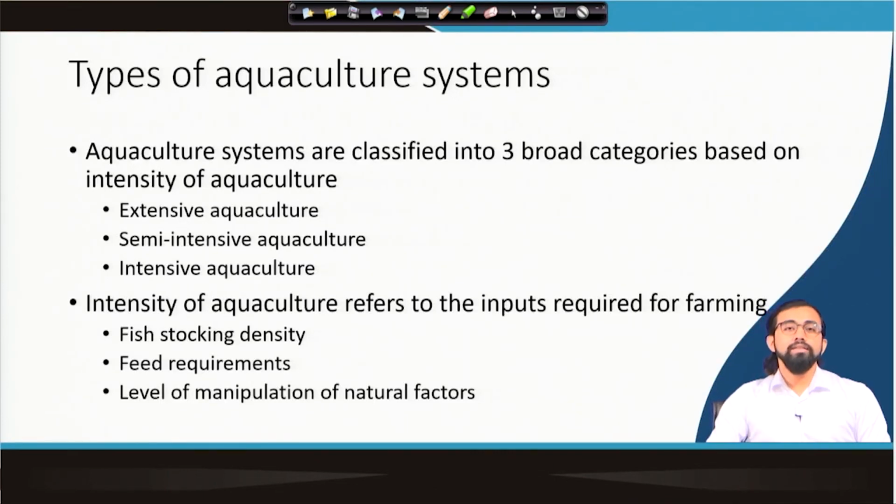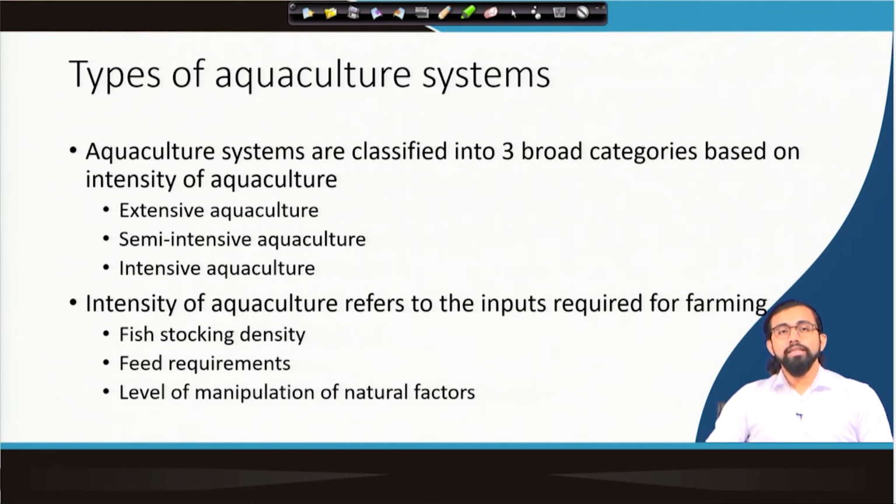So, in general, the aquaculture systems are classified into 3 broad categories. The first one is extensive, the second is semi-intensive, and the third one is intensive aquaculture. So, what is this extensive, semi-intensive and intensive aquaculture? I'll share with you in later slides.